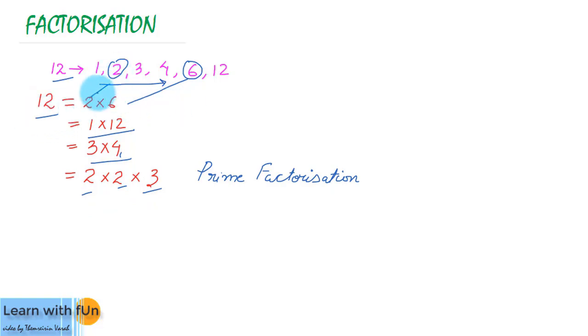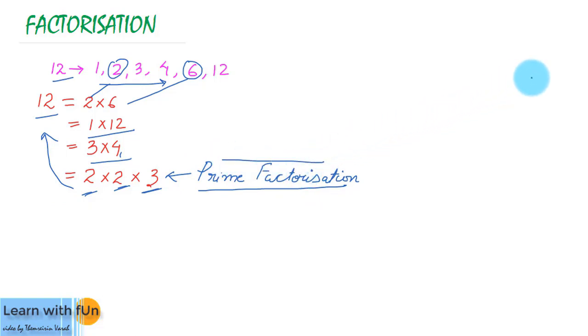When the factors that you use as a product to form the number are all prime factors of the number, then such factorization is called prime factorization. So in this case, 2 into 2 into 3 uses only the prime factors of 12. Therefore this is the prime factorization of 12.